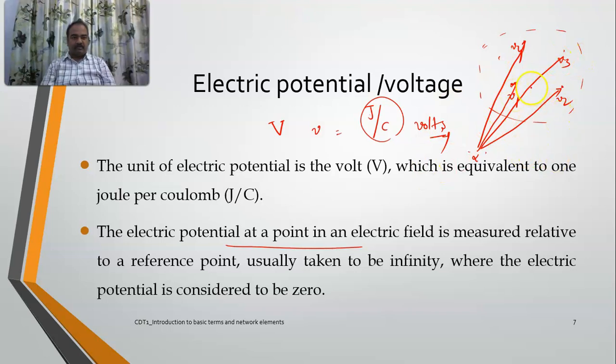Now let us suppose you are moving between these two. Then the potential between them is V2 minus V1, and this is called the potential difference. Right.